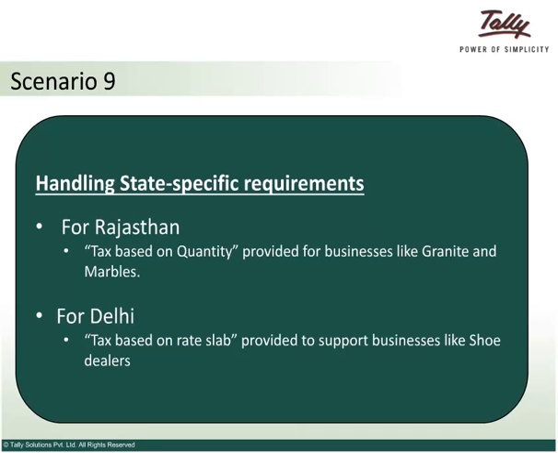Release 5.0 has been uniquely designed to handle some state-specific requirements. For Rajasthan, tax based on quantity is provided for businesses like granite and marble, where tax is calculated as per square feet of marble or granite. Similarly, in Delhi, tax based on rate slab has been provided to support businesses like shoe dealers, where VAT is 0 if rate of shoes is below Rs 500. However, there is specific tax percent, which is charged on shoes whose rate is above Rs 500 per pair. Let us see how this requirement has been handled in Tally.ERP9.